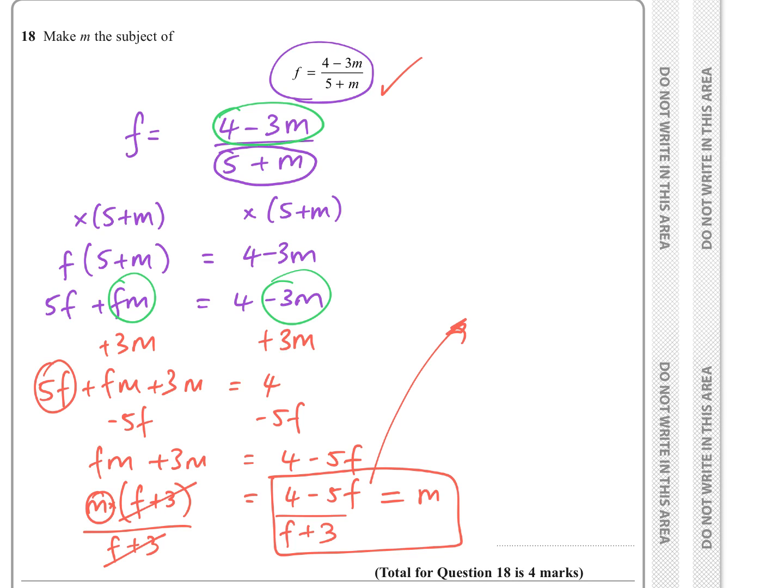And don't get too worried if you have an answer like this. You might have 4 minus 5f over 3 plus f, that's the same. Or you might even have a minus out of the top, 5f minus 4 over f plus 3, that's the same. So there's plenty of variations you can get depending on what you do to both sides of your equation. So how you start is how you finish. So you won't always have the same answers.